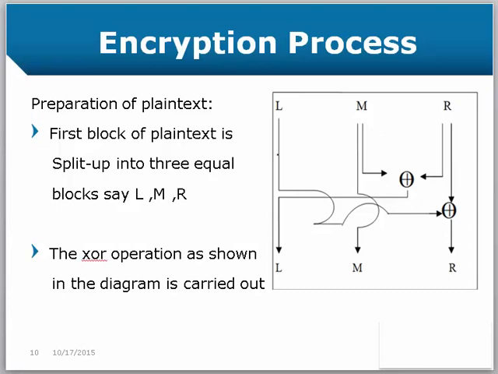Now here comes the preparation of plain text. The first block of plain text is split into 3 equal blocks, say L, M and R for the leftmost, middle and rightmost set respectively. Now here you can see that the left part is stored with the right part, and it is now the new right part. Again the middle part of the old set is stored with the right part of the old set, and it is the new left part, and the middle part itself remains unchanged as the next middle part.